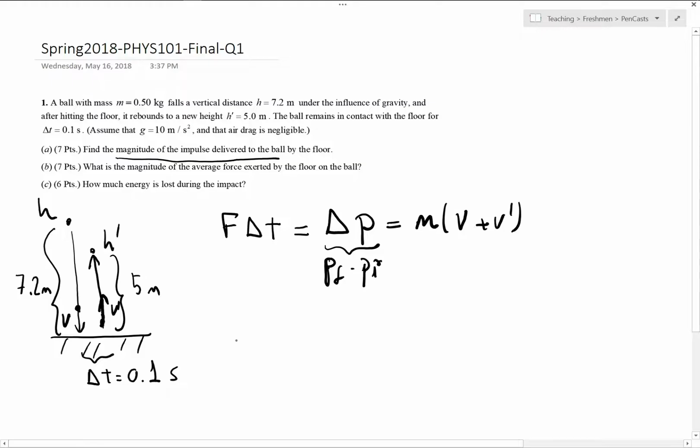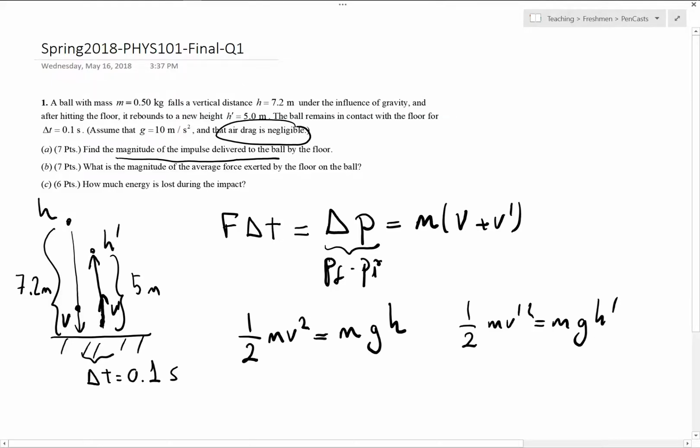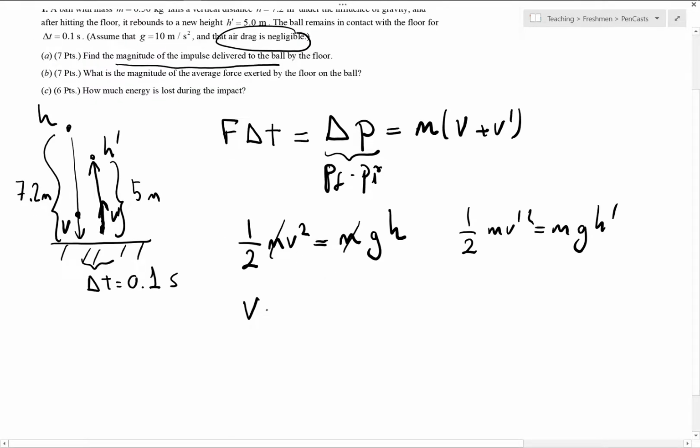And how do I find v and v prime? Energy is conserved during the fall and just after reflection, right? Because air drag is negligible. So I'll just say 1/2 m v squared must equal m times g times h. Similarly, 1/2 m v prime squared will be m times g times h prime. So m's cancel. v is square root of 2gh. Similarly, v prime is square root of 2gh prime.